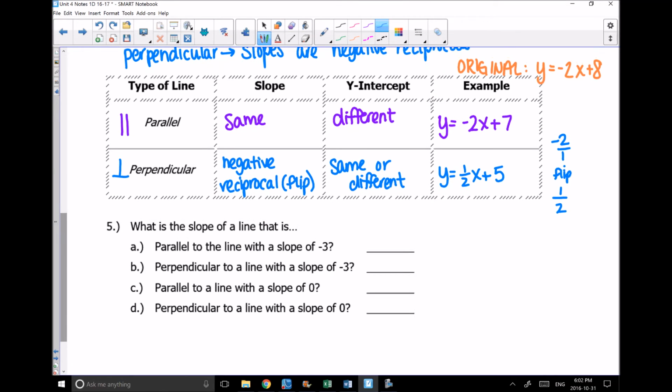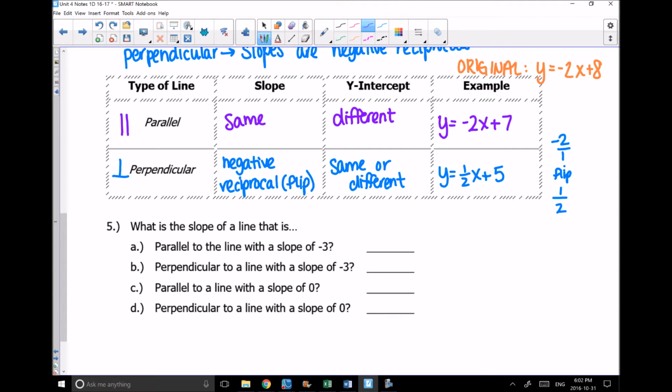Okay? All right, so based on that information, what is the slope of a line that is, and then we have two questions here, A and B. I want you to try A and B on your own. Pause the video, see what you get, and then compare your answers with me to see if you're right or not. Please make sure you actually pause the video and try this on your own so you give yourself a chance to be successful.